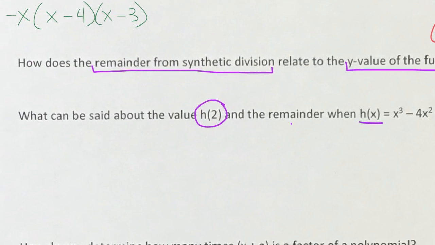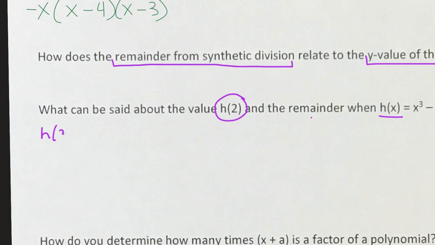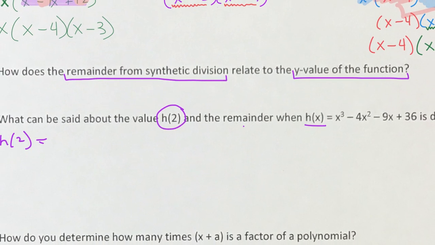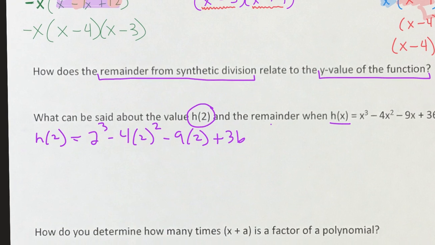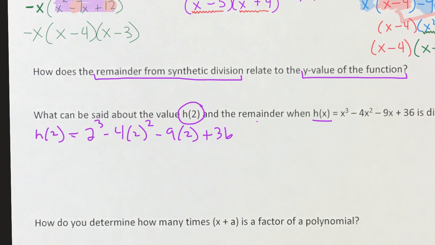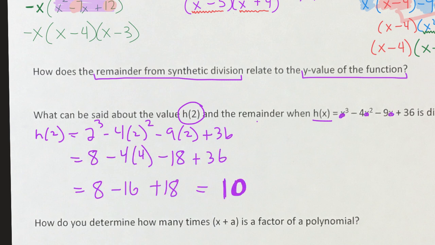So h of 2 means plug 2 into your equation for x. So I have 2 to the third power minus 4 times 2 squared minus 9 times 2 plus 36. Okay, so I'm replacing x in my equation with positive 2. Simplifying that, right, doing all the multiplication and cubing and squaring and combining like terms gives me a y value of 10. Right, so this is the y value when x is 2.